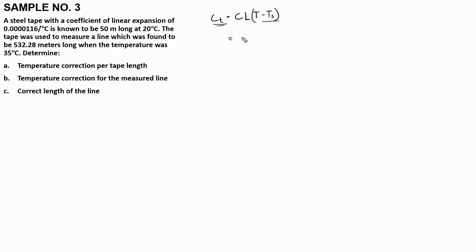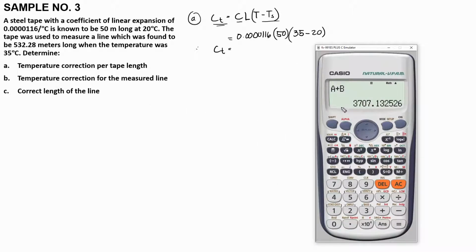So let's substitute the values that we have. The coefficient of expansion for steel tape: the problem said steel tape and even gave the coefficient of linear expansion. We have 0.0000116 multiplied by the distance L. What is our L? It's 50 meters, because every tape is 50 meters. We multiply it by the difference between the temperature when we measured and the standardized temperature of the tape. So, C sub T, our correction per tape length.